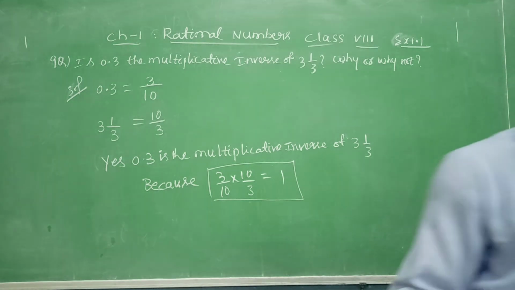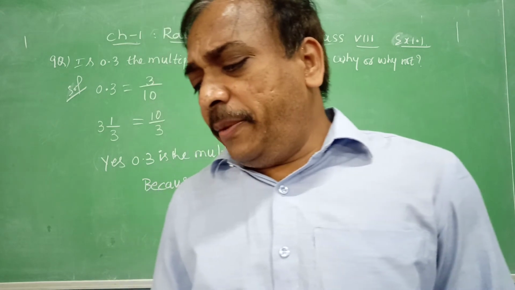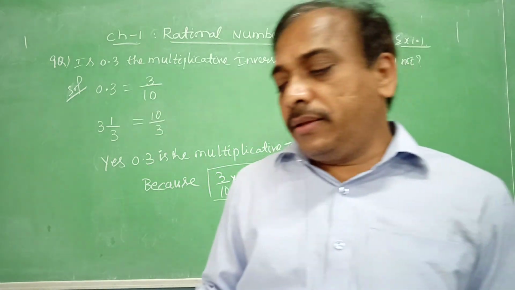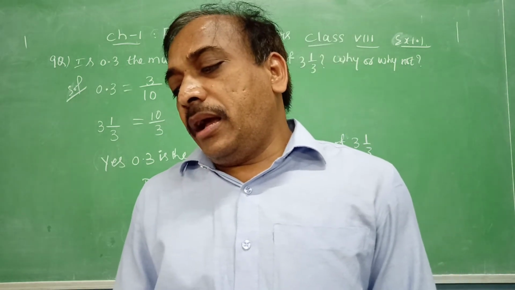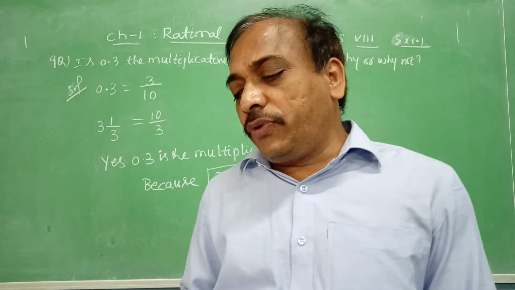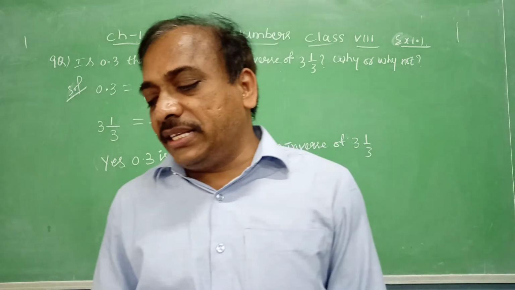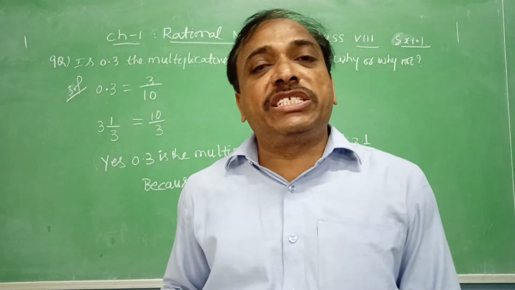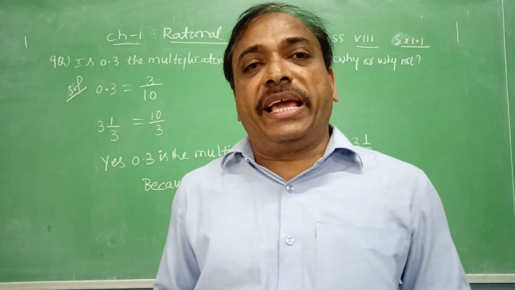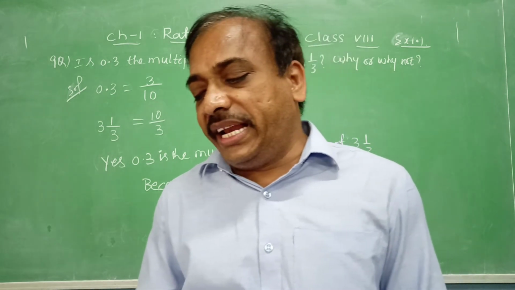Now students, look into question number 5. Name the property under multiplication used in each of the following. Minus 4 by 5 into 1 is equal to 1 into minus 4 by 5, which is equal to minus 4 by 5. So which property are we using when multiplying a rational with 1? That is called multiplicative identity. So the first property is multiplicative identity.